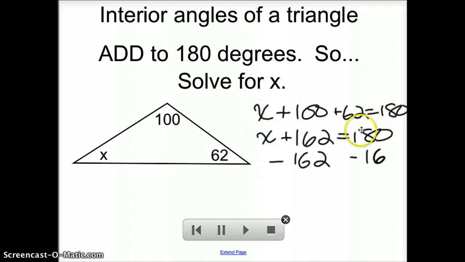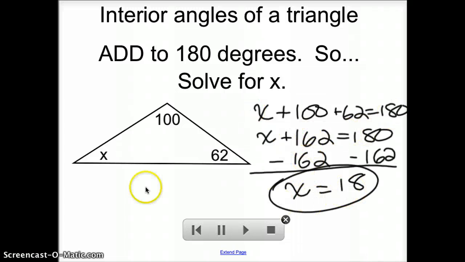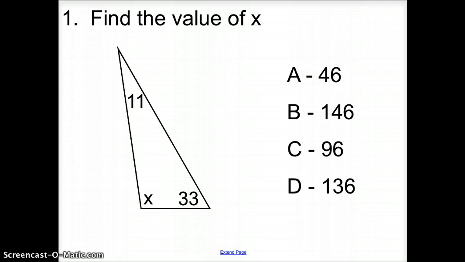I take all three angles, combine like terms, inverse operation, and we solve for x, making it 18. Now, in this case, I want you to try to solve for x for the given information. At the bottom of the form, you're going to be able to input your answer for number 1, A, B, C, or D. So record that answer, and let's move on.